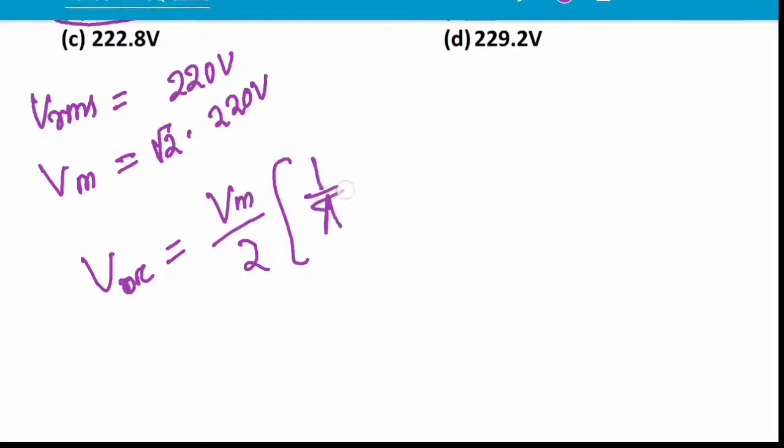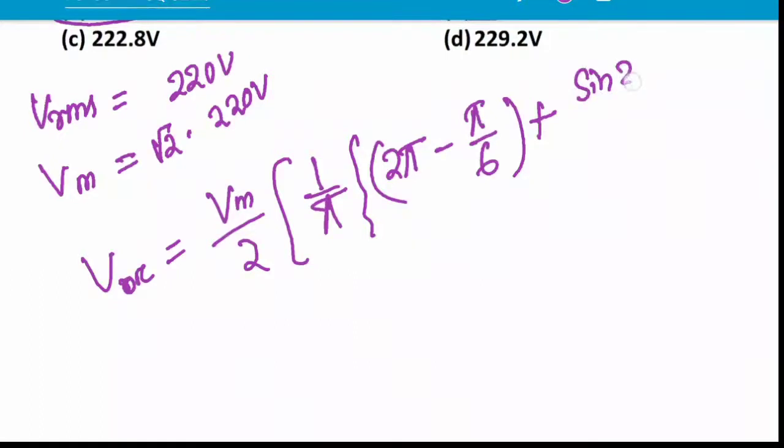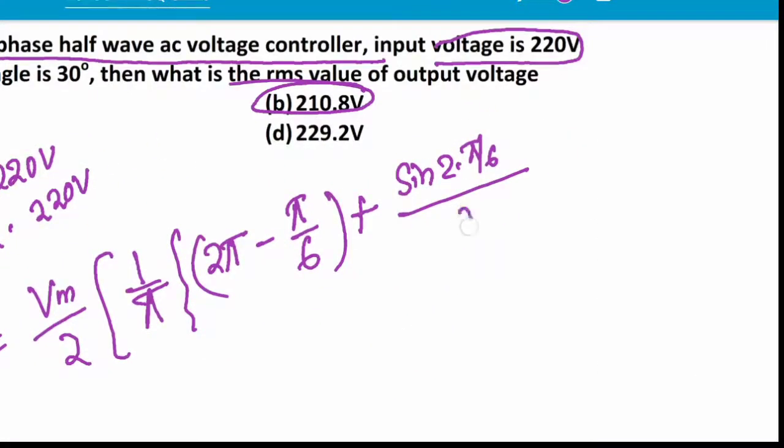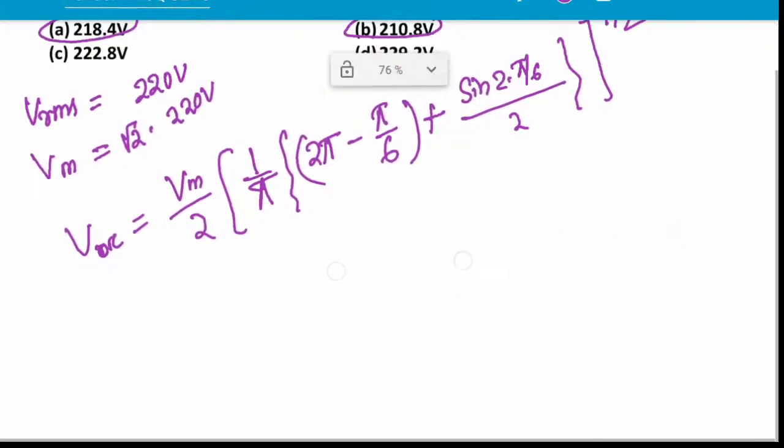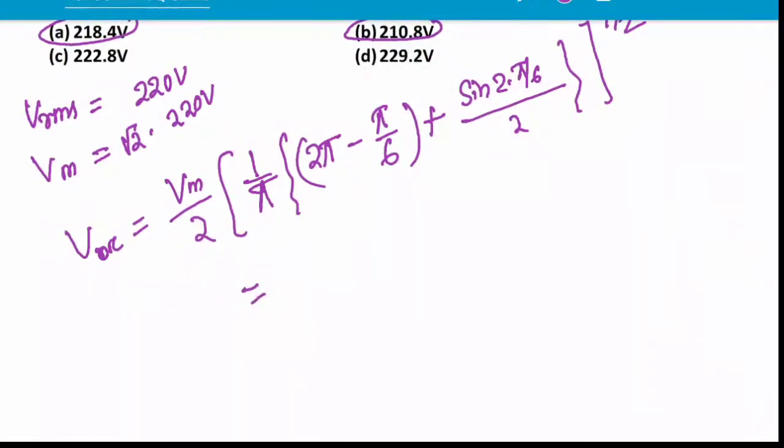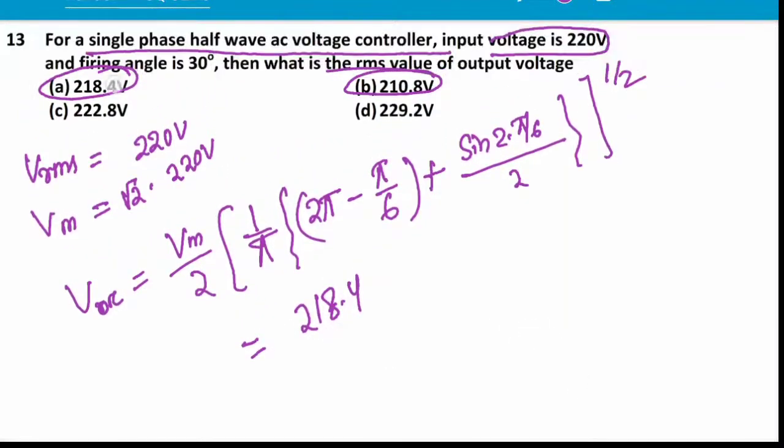Here 1 by pi, this is the formula, into (2 pi minus pi by 6, where pi by 6 is the 30 degree as given in the question) plus sine 2 alpha by 2, where alpha is the firing angle, all to the power half. If we solve this, it will be around 218.4. So here option A is the correct answer.